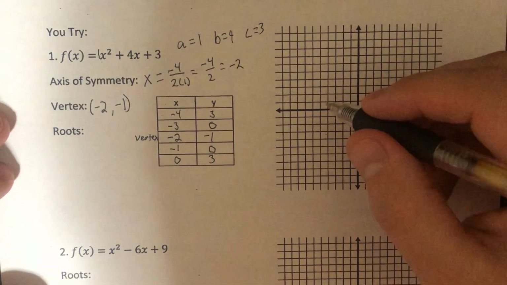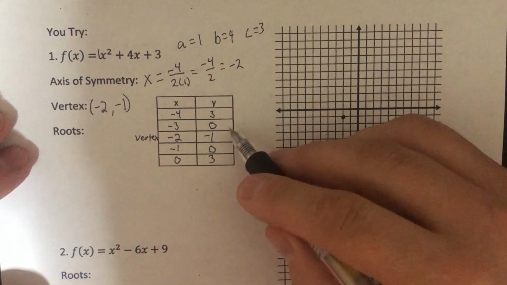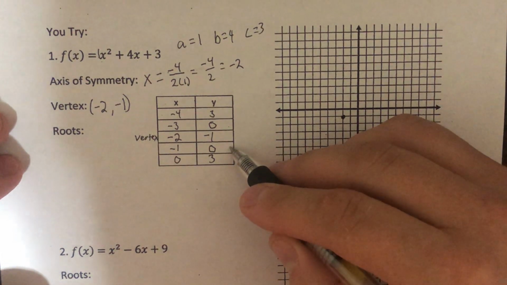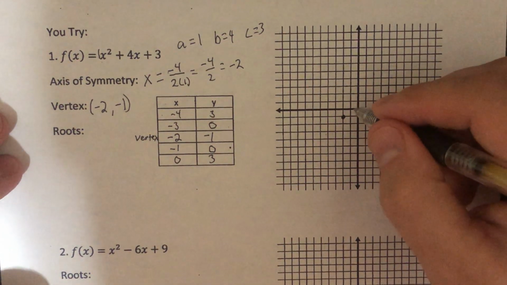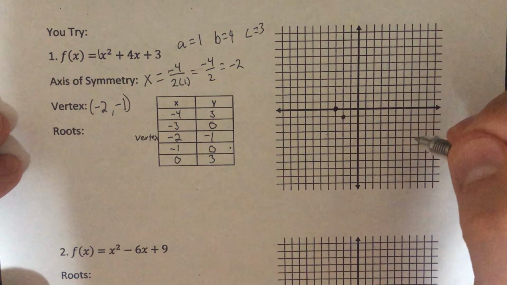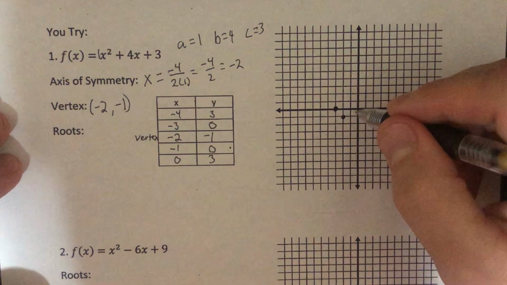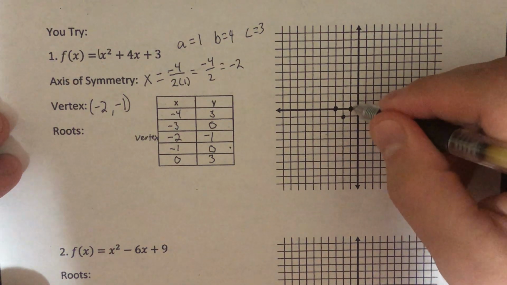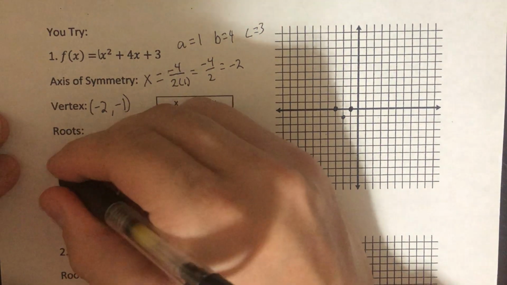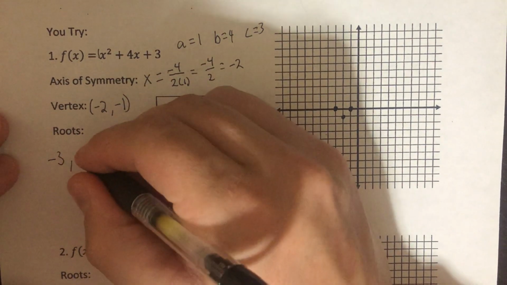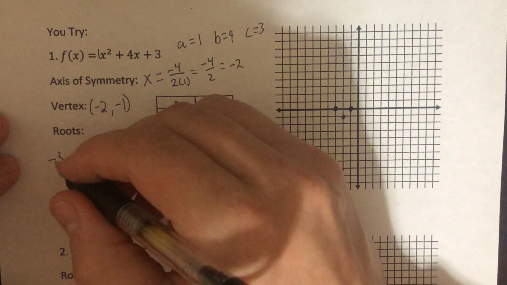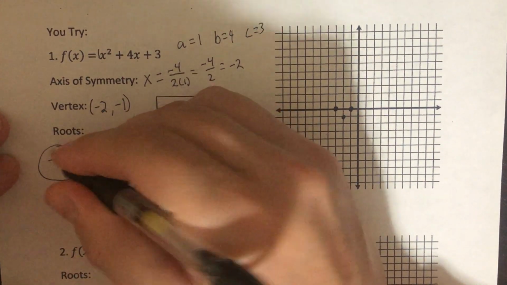So when I plot the points, I see my solutions because y is equal to 0. That's where it's going to cross the x-axis. So when I go over negative 3, 0, there's one of my x-intercepts. And then I also have negative 1, 0. There's my two solutions. So my roots are negative 3 and negative 1. We found our two solutions.